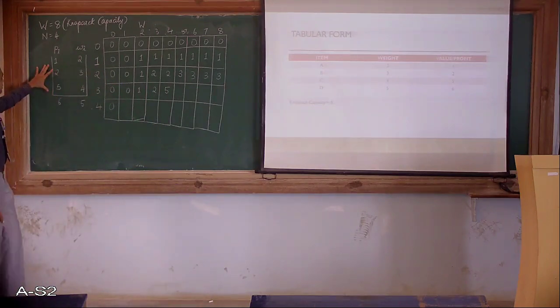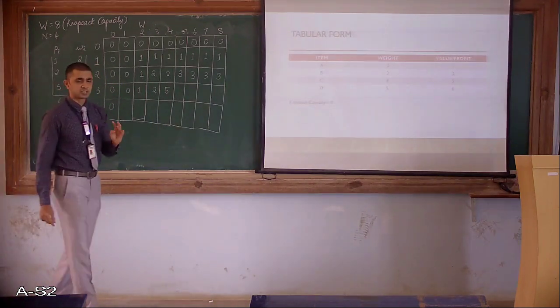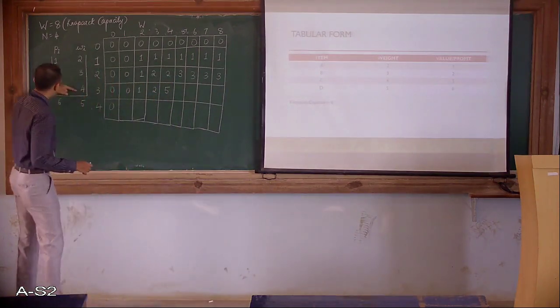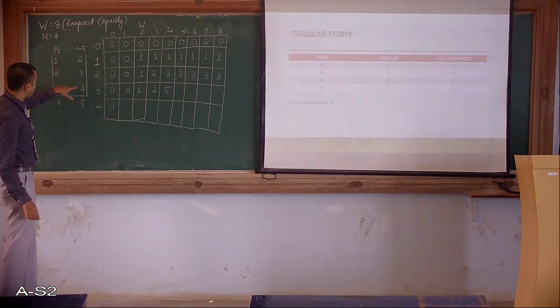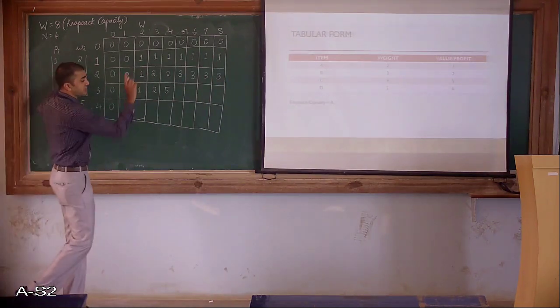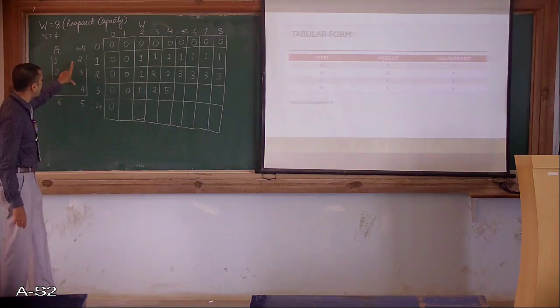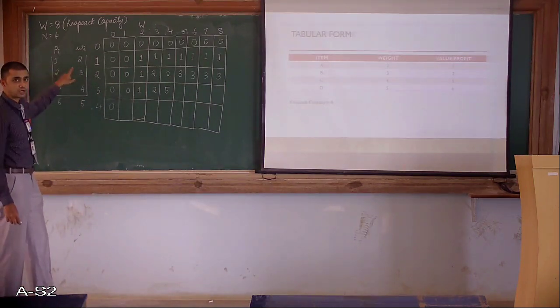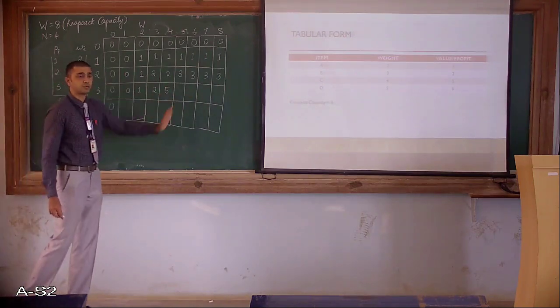Next, what if I add first, second and third object at a time? Can I add all the objects? Let's find out. 4 plus 3, 7, 7 plus 2, 9. What is the capacity of the bag? 8. So I cannot add all the 3 objects into the bag.